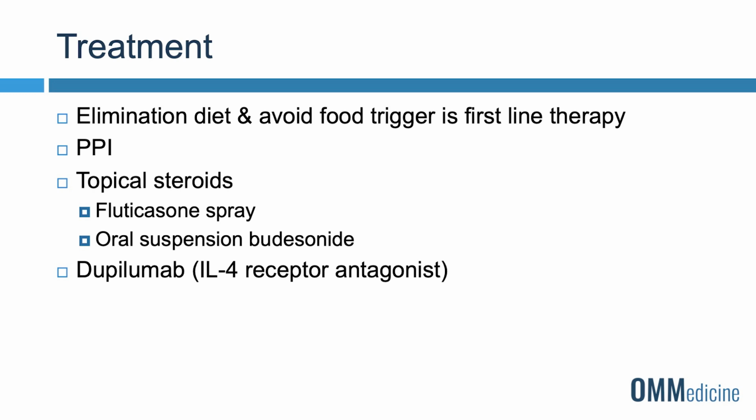Now, if an elimination diet is not sufficient in managing the patient's symptoms, you can use topical steroids such as a fluticasone spray or oral budesonide, and there is also a monoclonal antibody that works as an IL-4 antagonist that is also approved. However, this is a relatively new drug and is really not used a whole lot at this time.